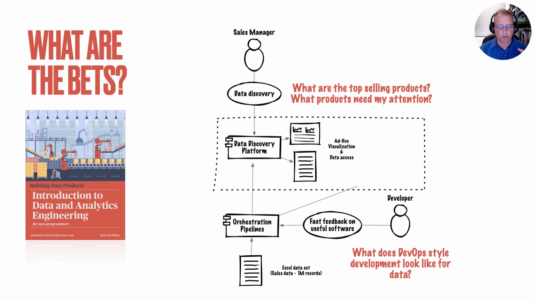So as part of delivering that, we're going to deliver a couple of things. We're going to make a bet that one of the keys for data work is having a good, effective orchestration pipeline that we can build. That orchestration pipeline is necessary to provide the data to that data discovery platform. And in that data discovery platform, we want to focus on providing ad hoc visualization and data access.